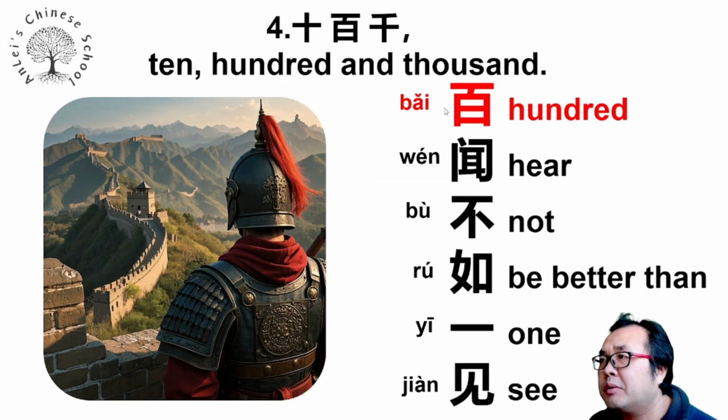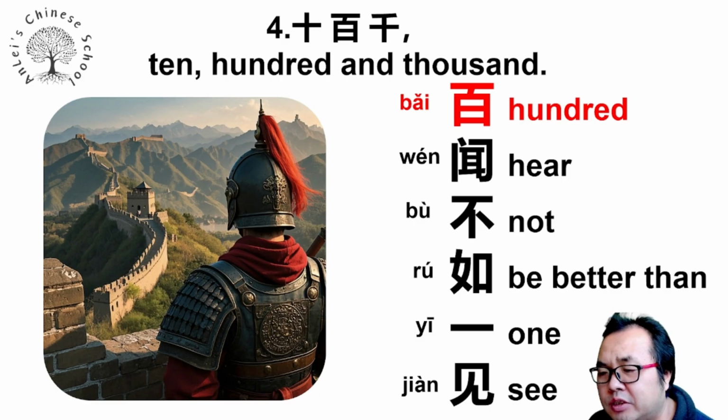Another idiom is 百闻不如一见. Normally, a Chinese idiom is 4 characters. 100 here, not be better than 1 see. Over 2,000 years ago in the Western Han Dynasty, when the Qiang minority invaded, the emperor asked the general how many troops he needed to suppress the invasion. The general said, it's better to see once than to hear 100 times. So he went to the border in person, conducted an on-site investigation, and successfully suppressed the Qiang people's invasion.